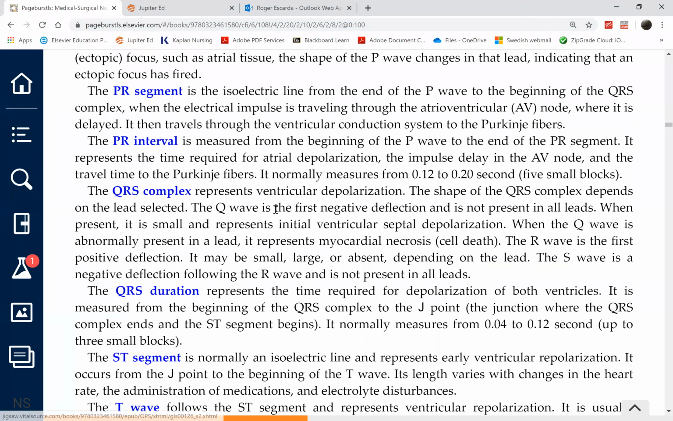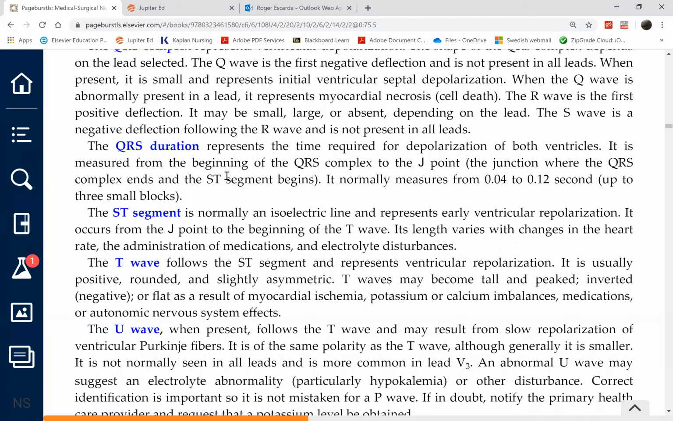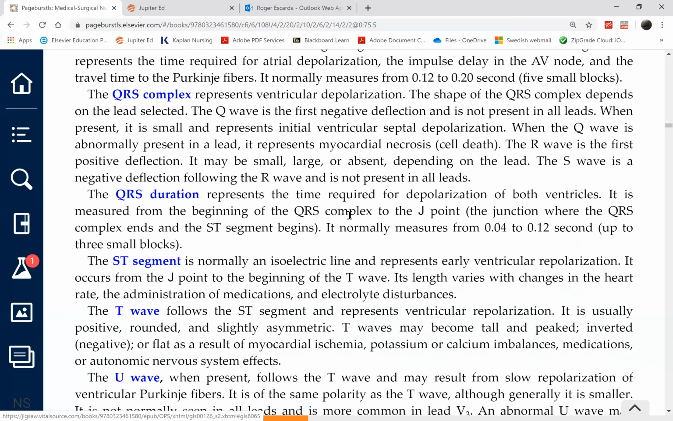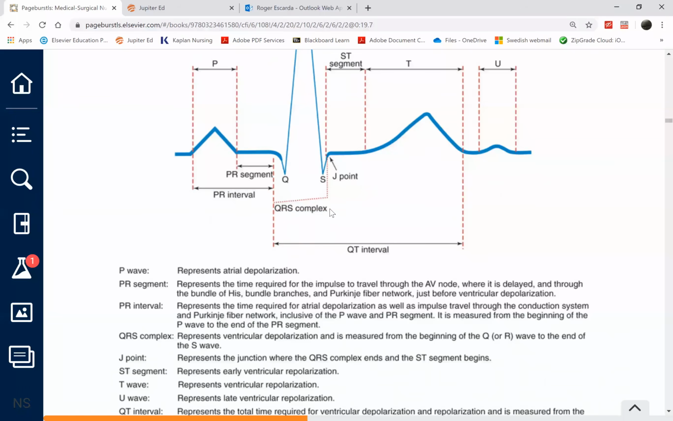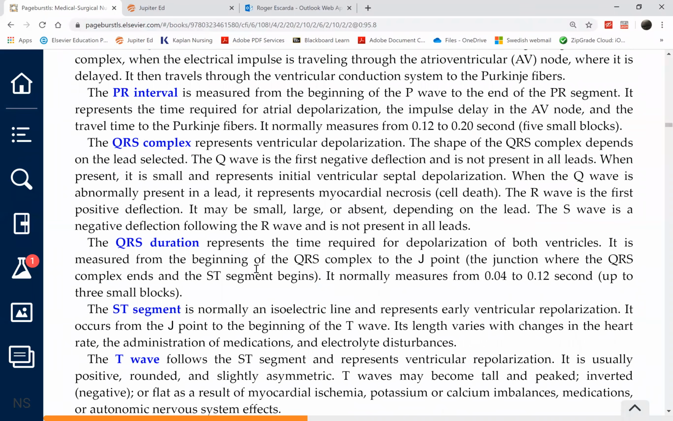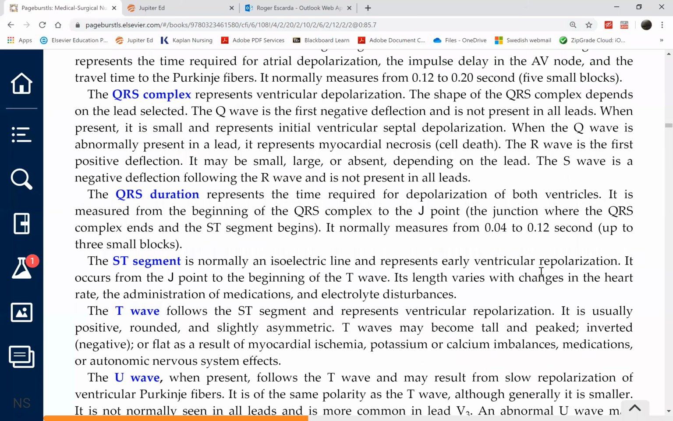The QRS complex, again, this complex is representing ventricular depolarization. Very good. QRS duration, this is the time of the QRS. This is measuring from 0.04 to 0.12 seconds. So only 1 to 3 small blocks. Again, the QRS duration should only last between 1 to 3 small blocks, or 0.04 seconds to 0.12 seconds.